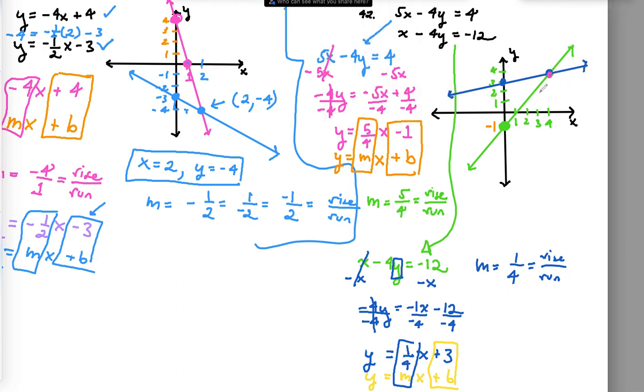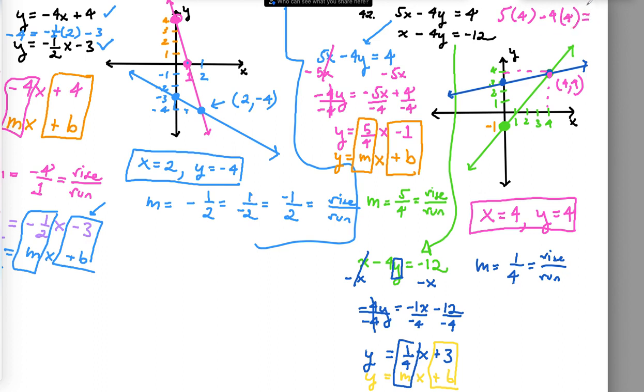So this point right here, if you look along x, it's 4, and along y, it's 4. So my solution is x is 4 and y is 4. This is the solution to the system. And again, you can check. Instead of writing x, I write 4, and instead of y, I write 4. 5 times 4 minus 4 times 4 should equal 4. Does it equal 4? Let's see.